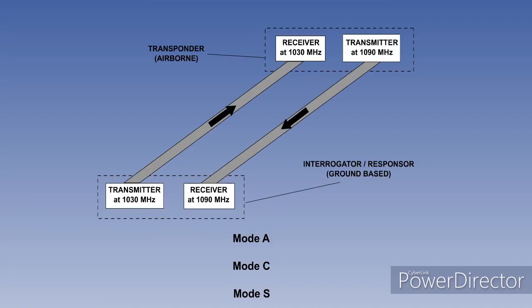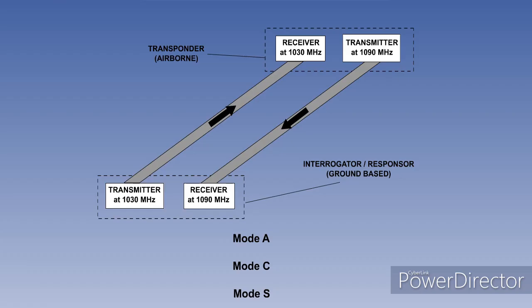A new SSR mode, Mode Sierra, is being introduced in order to overcome the limitations of the present modes Alpha and Charlie. S, or Sierra, stands for selective addressing. The new system has to be compatible with the existing SSR modes Alpha and Charlie so that it can be used to supplement the present system. It uses the same frequencies of 1030 and 1090 MHz and uses broadly the same interrogation methods.